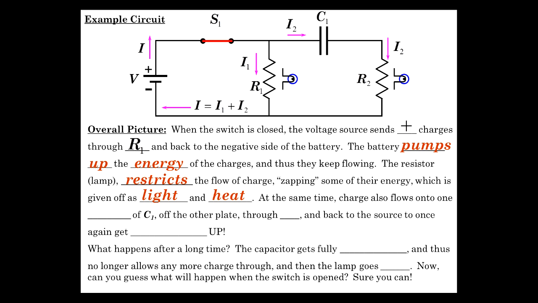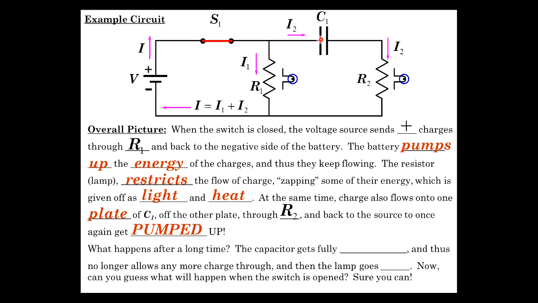Well, now, at the same time, charge flows onto one plate of the capacitor, and then off the other plate and through R2. Back to the source, and it gets pumped up as well. So those charges come around here and get pumped up, and this process continues.